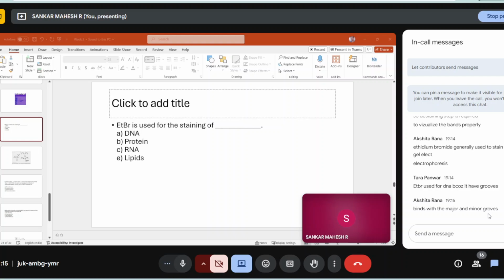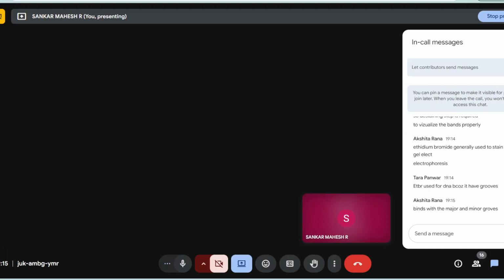Okay. So what is ETBR? ETBR is the full form of ethidium bromide, like Akshita has mentioned. The structure of ETBR looks like this. It has these triphenyl rings attached to one. Now, how does this interact? It interacts with DNA bases in the form of intercalation.